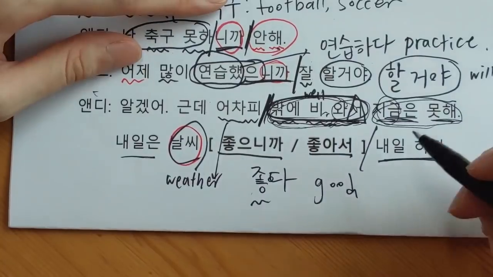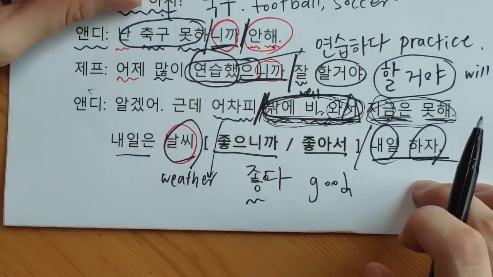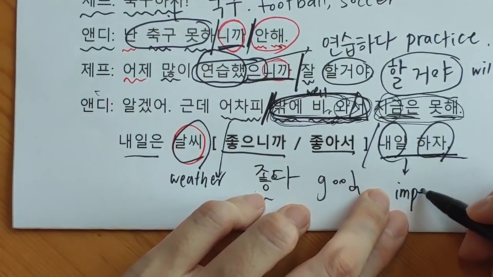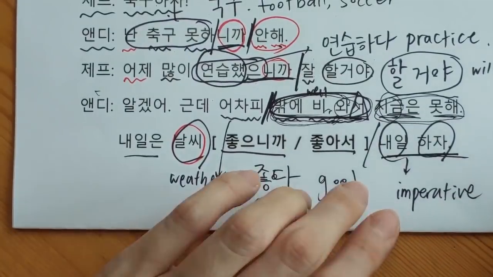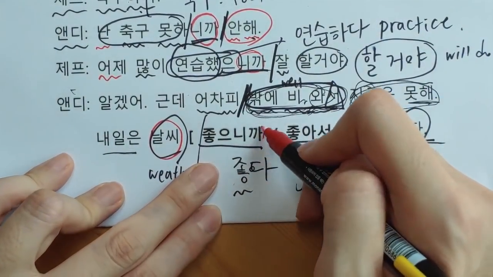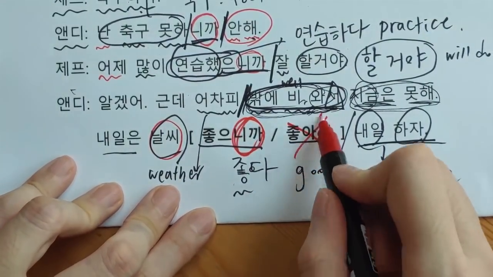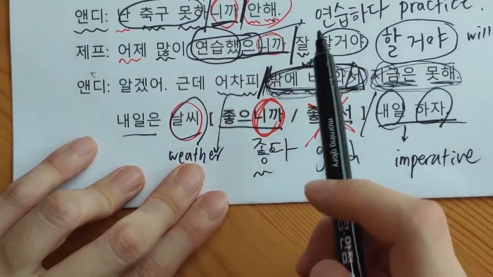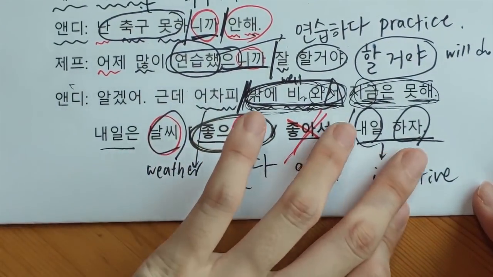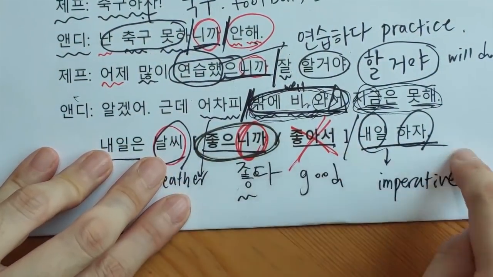내일 하자. Tomorrow let's do. Tomorrow let's play. Let's play tomorrow is an imperative mood, right? It's an imperative mood. So in this case, we learned it always goes with 니까 conjunction, not 서. So that's why here 좋으니까 is the correct one. 내일은 날씨 좋으니까 내일 하자. Tomorrow, the weather is good, so let's play tomorrow.